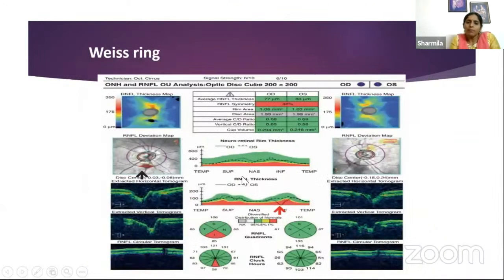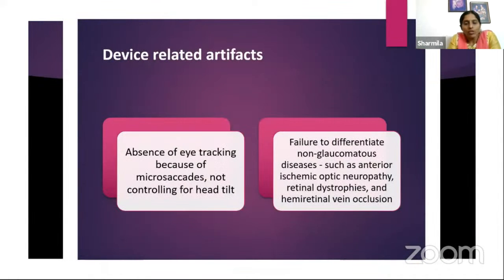And there may be also some floaters like the Weiss ring or the PVDs, which can come in the area of measurements, and so that can also cause false positive results. And then there are also device-related artifacts, because we have to make sure that the patient is not having any microsaccades, and so make sure that they're fixing at the target. And also this cannot differentiate prior glaucoma from an ischemic optic neuropathy or a hemicentral retinal vein occlusion.